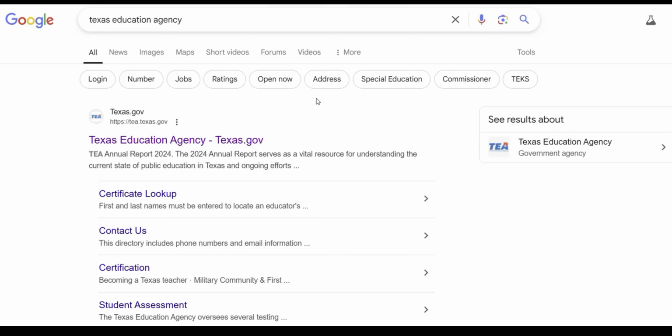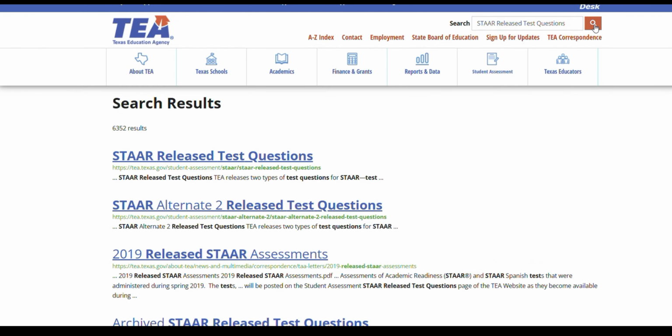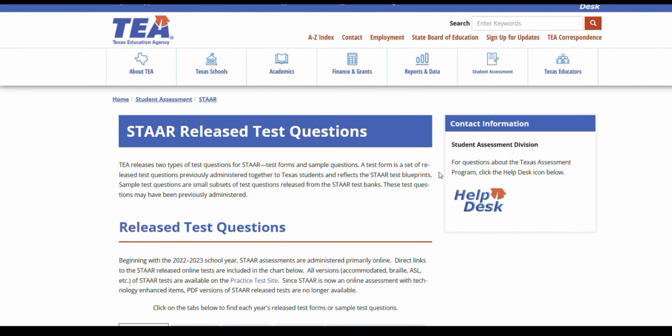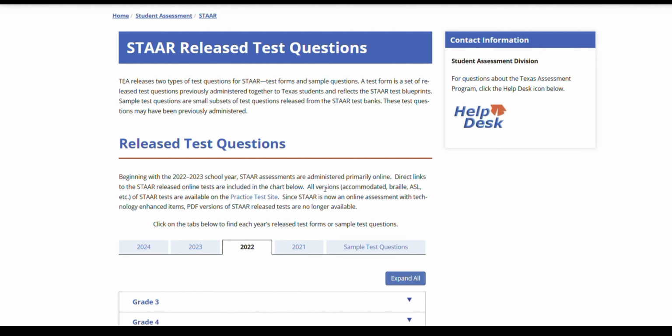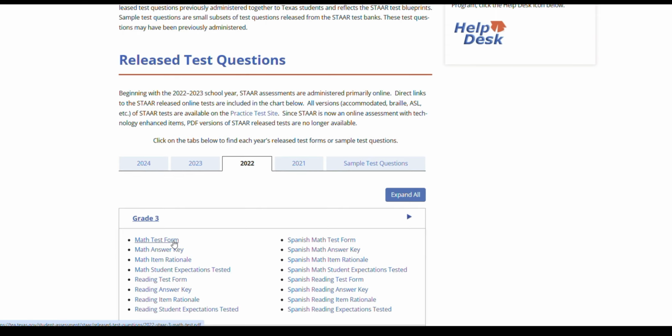We're going to search for the Texas Education Agency on Google. Once we're on the Texas Education Agency website, we'll search for STAAR release test questions. We'll then select the 2022 tab and from there, choose the grade level 3rd, 4th, and so on to locate the math test form.